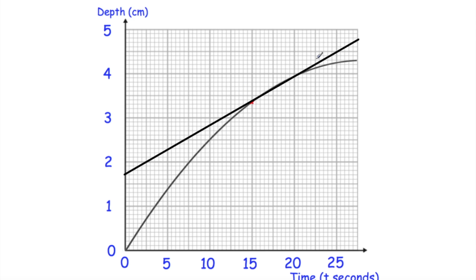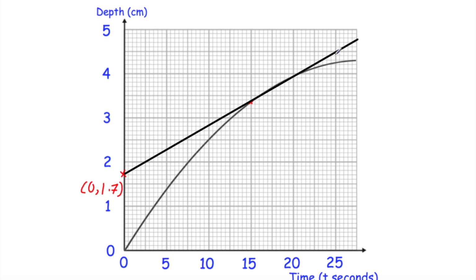Okay, so now to find the gradient of that tangent, we're going to choose two good points on that tangent. So I'm going to choose this point here, the point 0, and then it's the second box up above that midpoint there. So that's 1, 1.6, 1.7, so 0, 1.7. And then in terms of another good point, I think this would be a good point here. The point 25 across, and then it's got a height of 4.5. So that's fantastic. We've now got two good points on that tangent. Let's find the gradient between them.